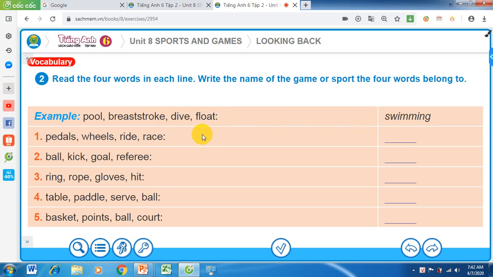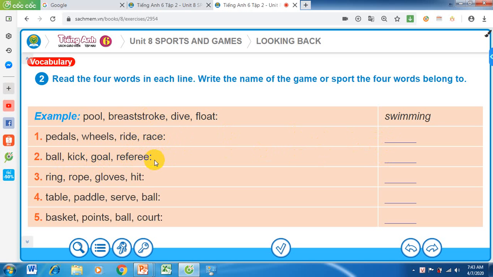And now number 1, we have pedals, wheels, ride, or race. So, what sport is this? Pedals, you put your feet on the 2 pedals when you cycle. And wheels, one bicycle has got 2 wheels. Right? You ride a bike to school every day or in a race competition. So it is cycling. Okay.